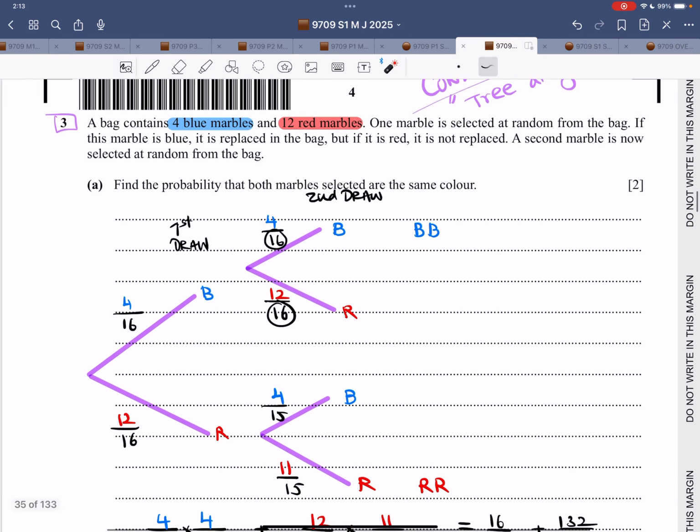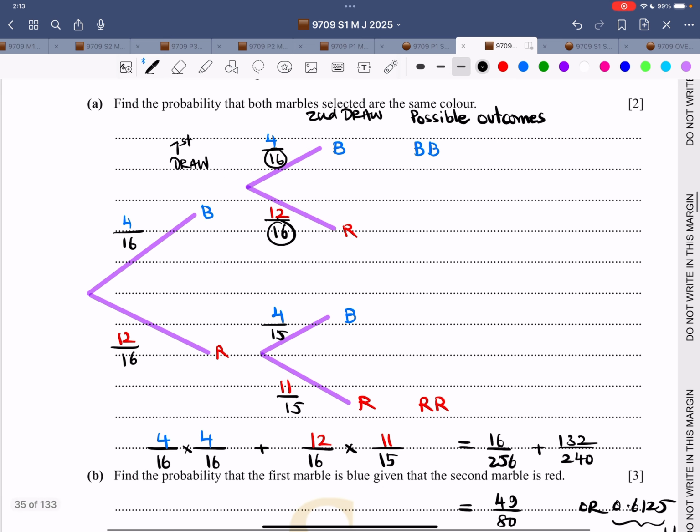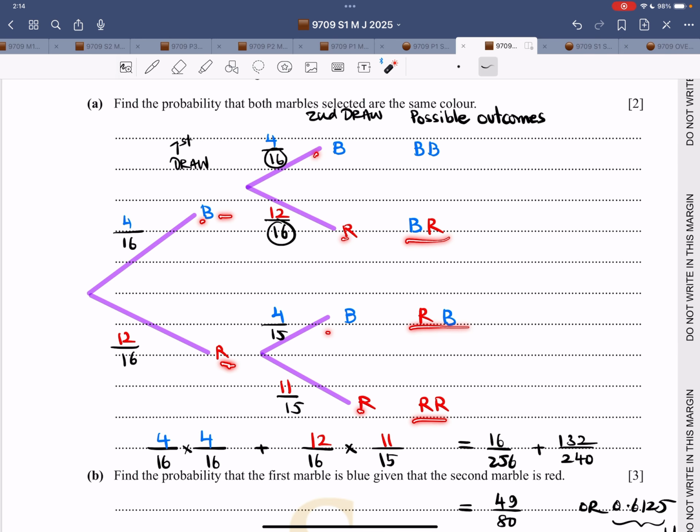So that was a nice question. A second marble is now selected at random from the bag. So now these are all the possibilities. This is called possible outcomes. So in terms of color, I have written BB, RR. Let me also write a B over here, a B over here, an R over here, an R over here. So there are 4 possible options: blue blue, blue red, red blue, and red red.